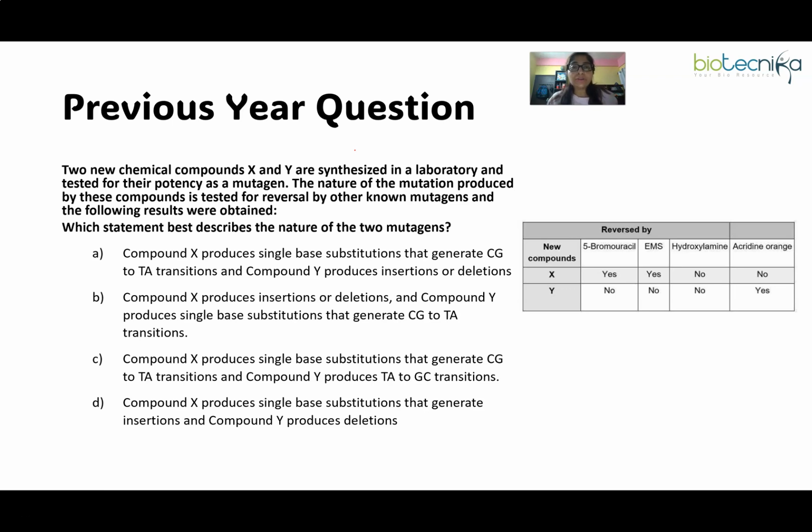Now in the mutation topic, this type of question is very common. In this question, what they give? They give some unknown compound or a new compound, and that causes a kind of mutation. And to determine what kind of mutation it is causing, scientists will use a known mutagen to do the reversal of the mutation. So this entire study is called a mutation reversal study.